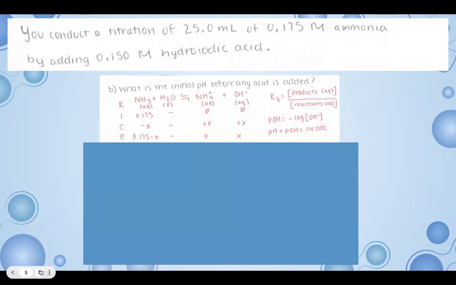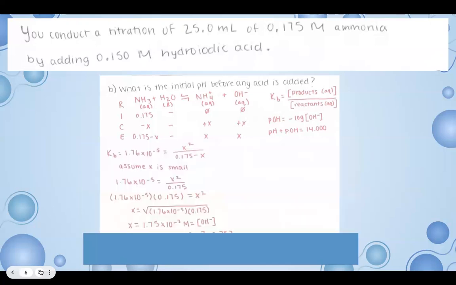First we set up our RICE table. In the first row, we write our reaction: NH3 plus H2O is in equilibrium with NH4 plus and OH minus. In the next row, we write down our initial concentrations, 0.175 for NH3, nothing for H2O, and 0 for the two products. Minus X and plus X are the concentration changes for the reactants and then the products, and then our equilibrium row looks like 0.175 minus X and then X for the products.